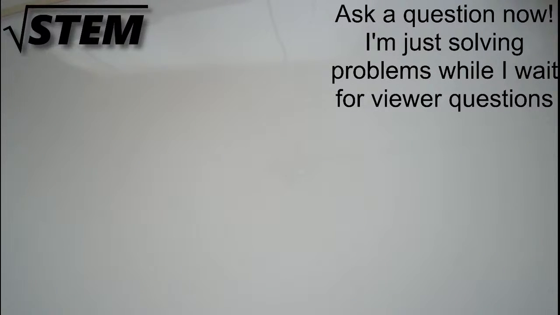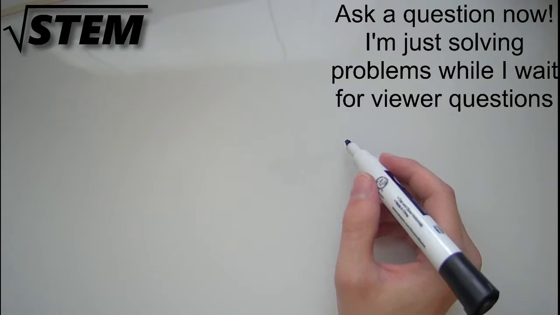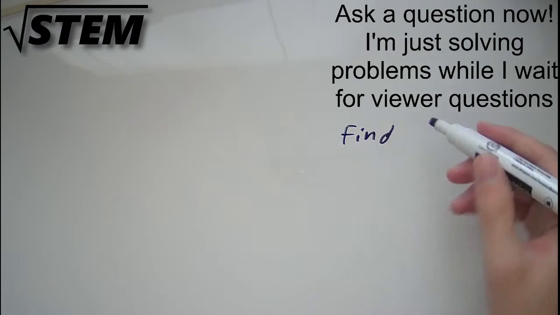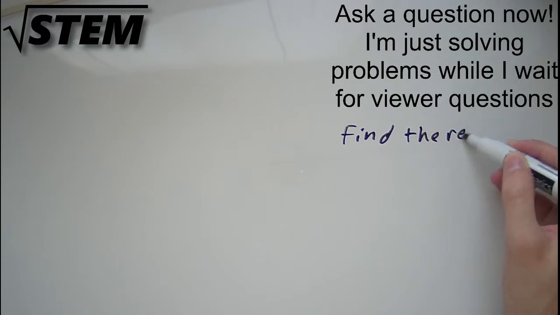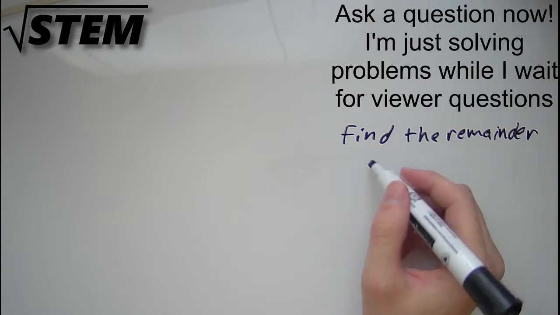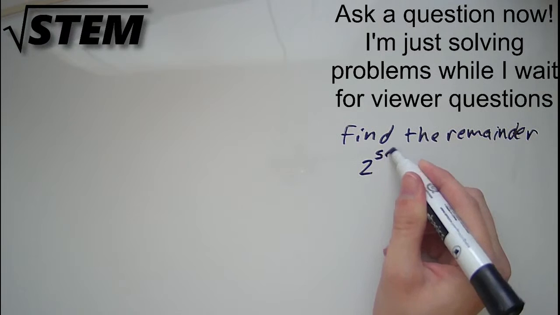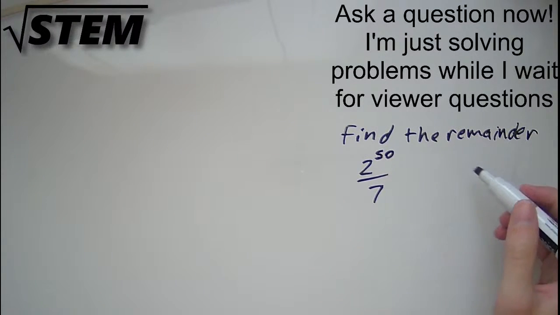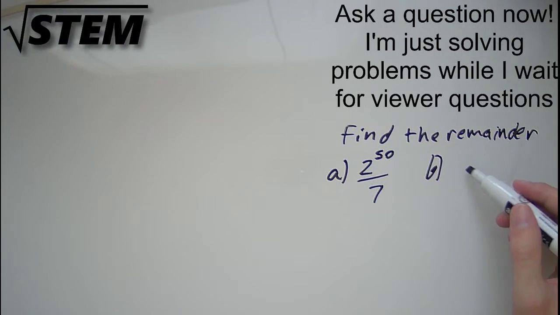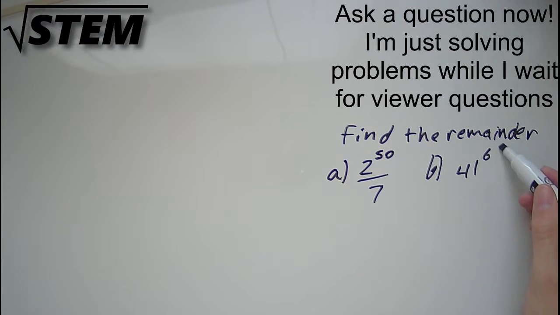So we want to use congruences to find the remainder. We want to find the remainder of 2 to the 50th power divided by 7, that's part A. And part B, 41 to the 65th power divided by 7.